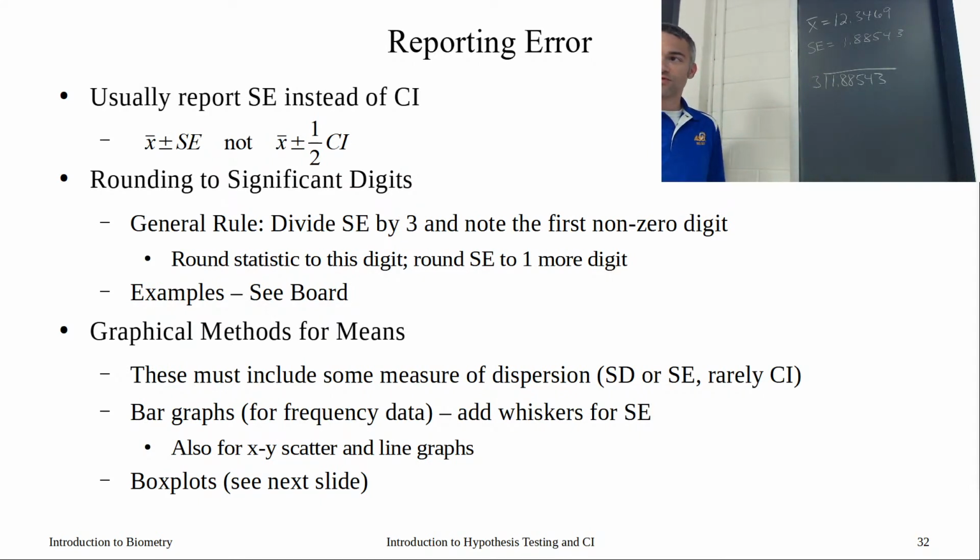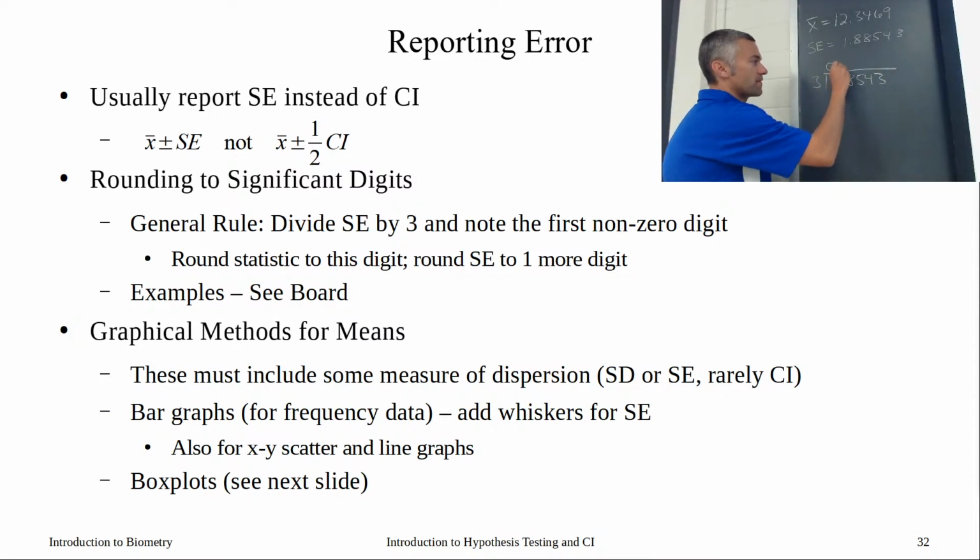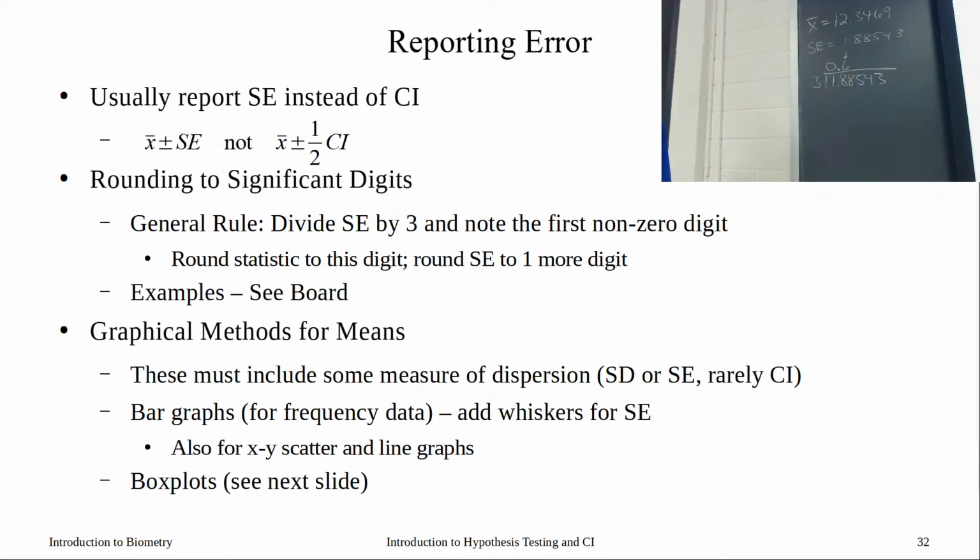I'm going to do it longhand to demonstrate it. So 0, right? Then 18 is 6. Well, there's our first non-zero digit. It's at this spot, the tenths place, where we report our mean. So it's 12.3. That's where we round based on the standard error divided by 3 rule. And then our standard error goes to one more digit. So this is how we would report our mean and standard error.